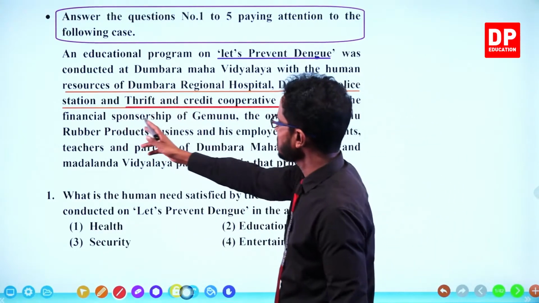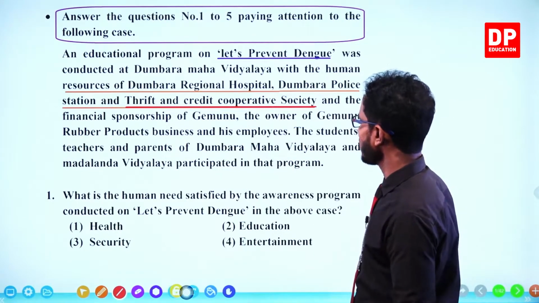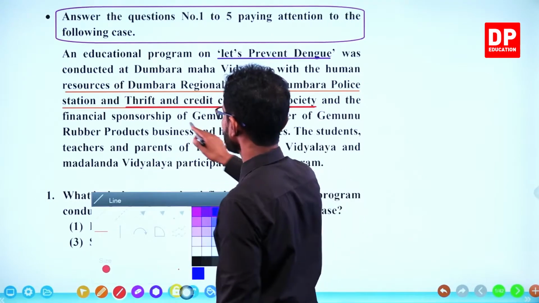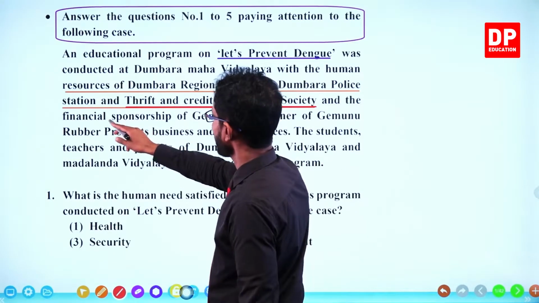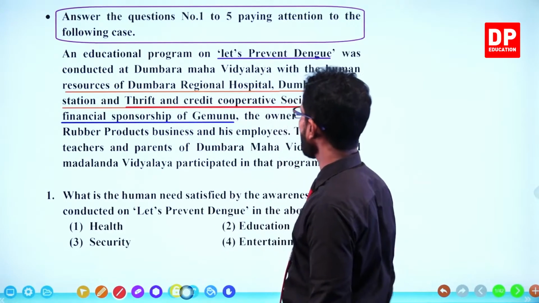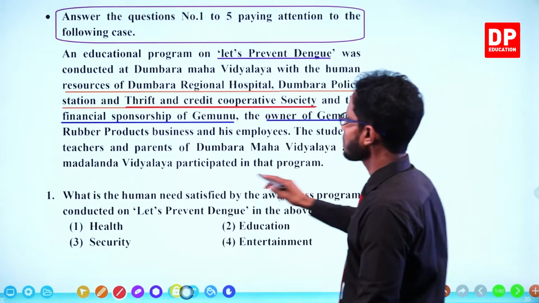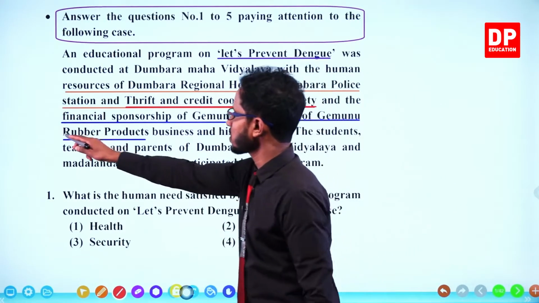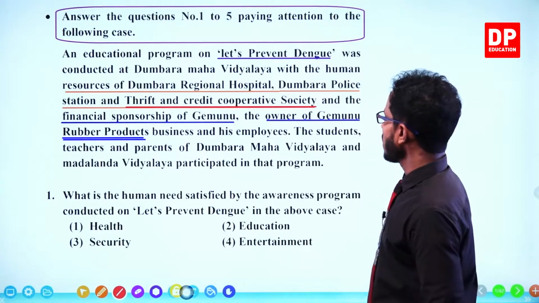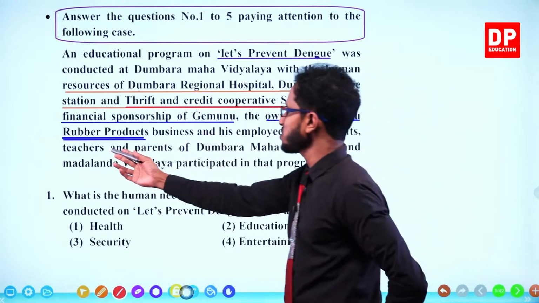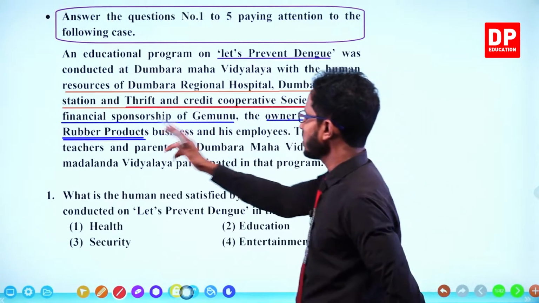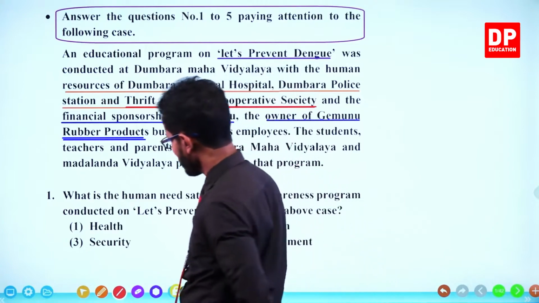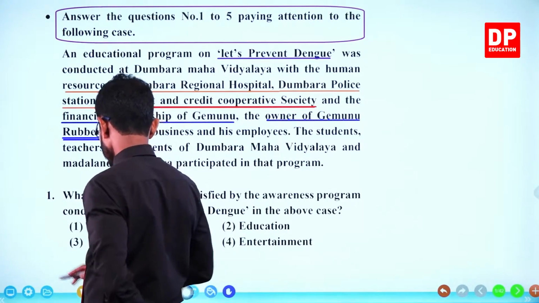And the financial sponsorship of Gamunu. Oh my god, there's another guy. That guy's name is Gamunu. Sounds like a name of an elephant. Okay, financial sponsorship has been given by Gamunu, owner of Gamunu Rubber Products. Rubber products business, right? Nice. And his employees, the students and teachers and parents of Dumbra Mahavidyalaya and Madalanda Vidyalaya participated in that program. No problem. So many things to consider, huh?